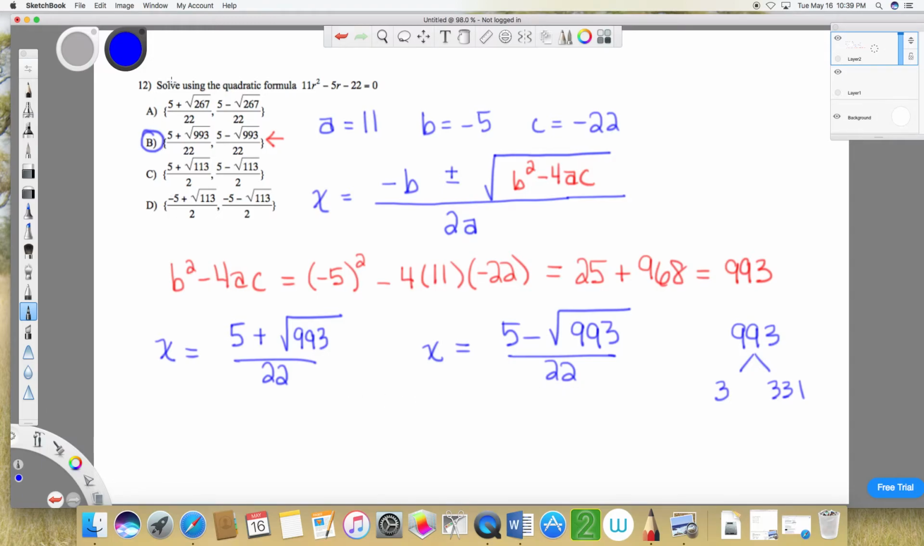But if I didn't have multiple choice, I would spend a little bit more time making sure that I can't break down this 331, but I think that's a prime number.